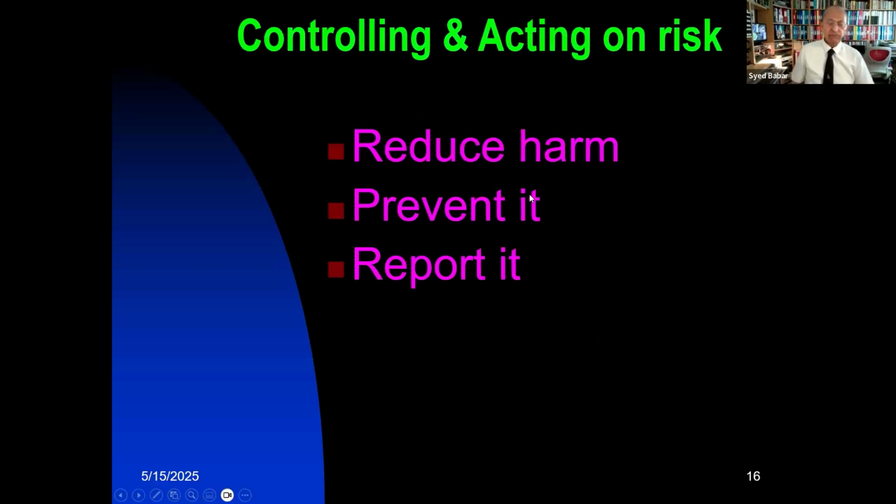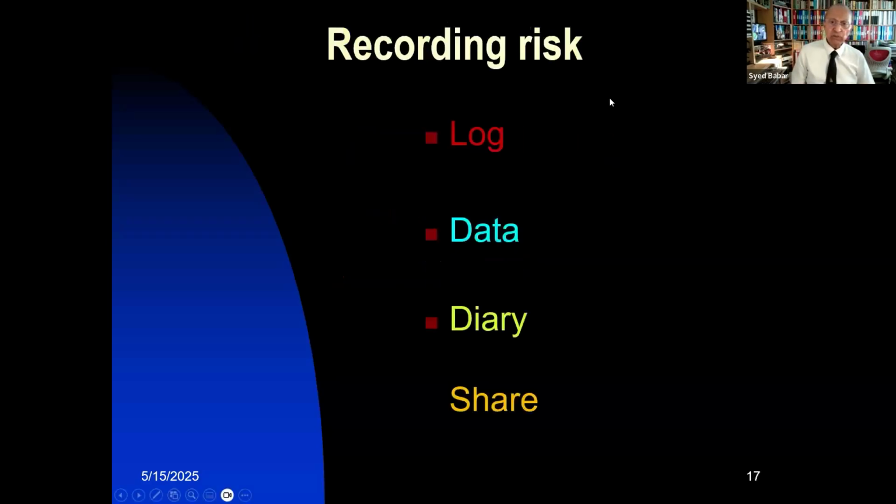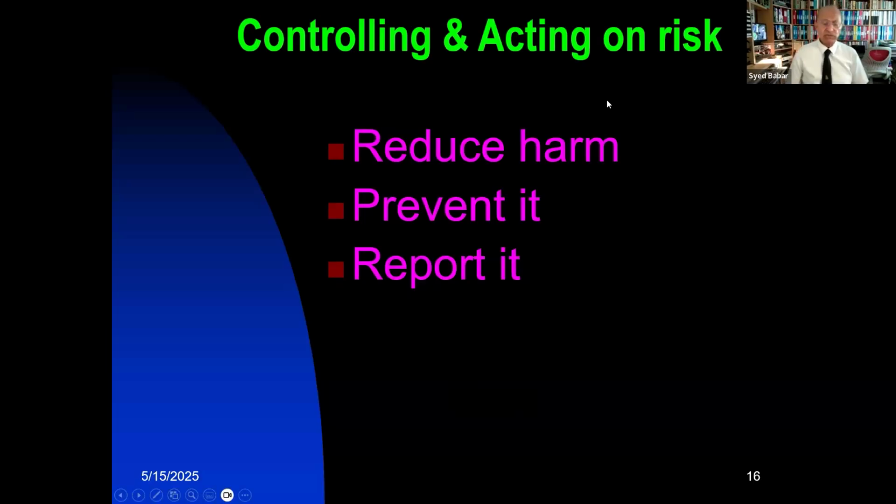The third part of the core aspects of risk management was controlling, or acting on risks. The idea is if harm has taken place, one should minimize it, treat it, control it, then prevent it, and then, of course, report it as well. So there are numerous ways in which we could deal with this. So, how do you control this aspect?